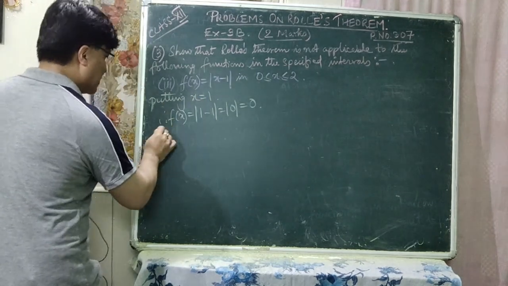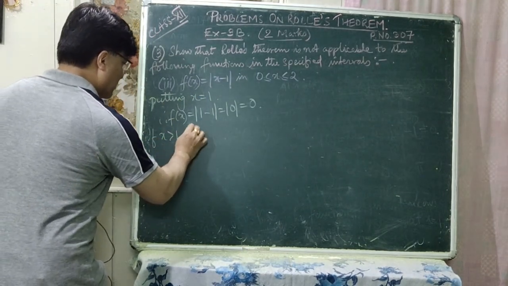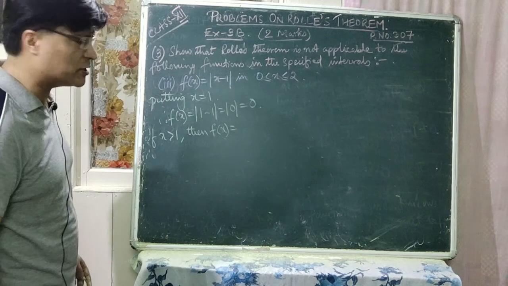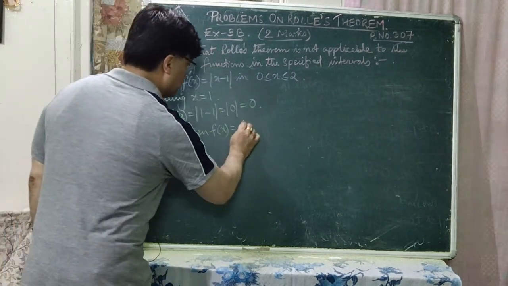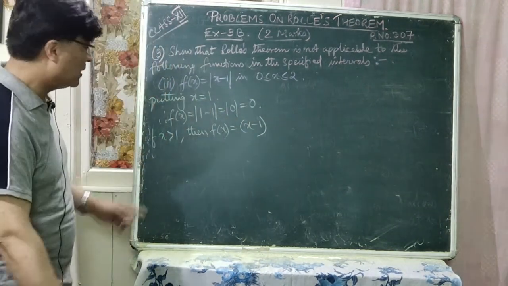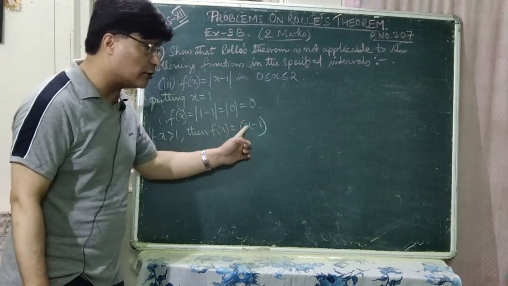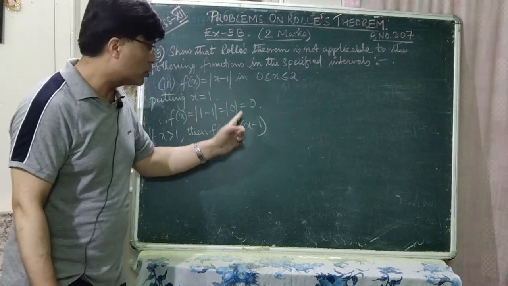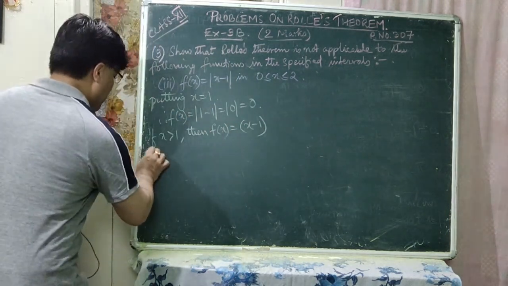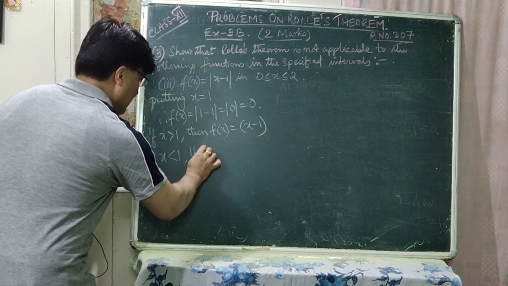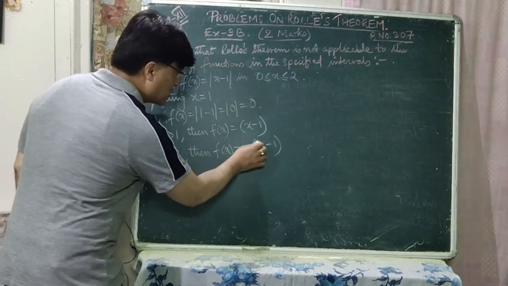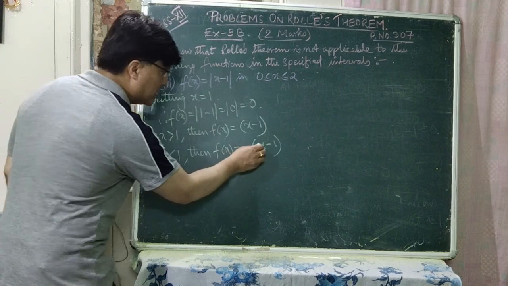Now we have to check when x is greater than 1. If x is greater than 1, then f of x is equal to mod x minus 1, which should always be positive. So if x is greater than 1, what can we say about x minus 1? Is it positive or negative? So x minus 1 is always positive if x is greater than 1, isn't it? If you put x is equal to 2 here, 2 minus 1 is 1, that is positive. So you just have to write only x minus 1 because it is already positive. So if x is less than 1, then if you write only x minus 1 here, x minus 1 if x is less than 1 is negative.